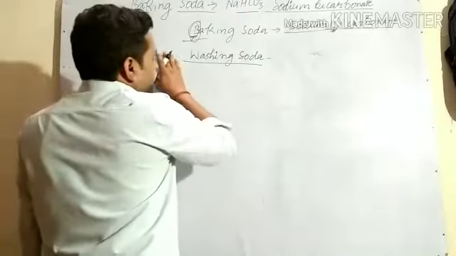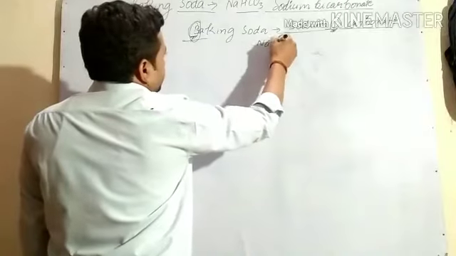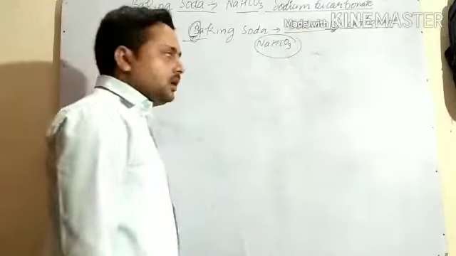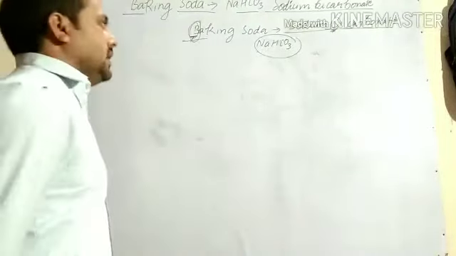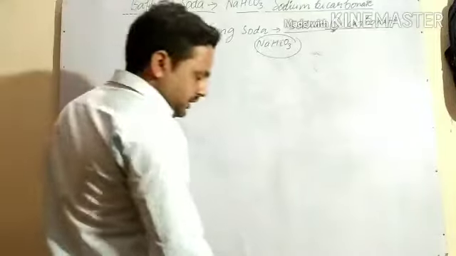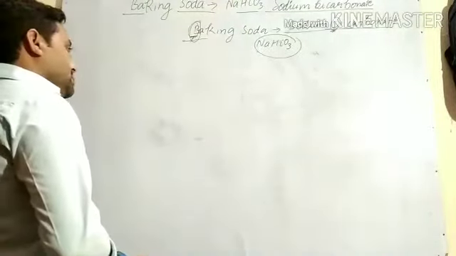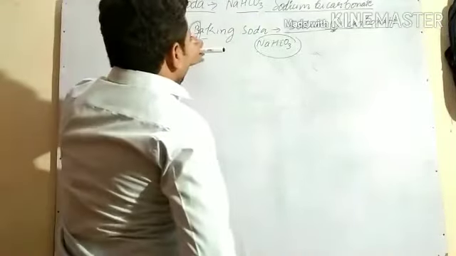And what is the formula? Baking soda, sodium bicarbonate, is NaHCO3. Here NaHCO3 is sodium bicarbonate or sodium hydrogen carbonate. Both are the same. So like this you can learn that baking soda is bicarbonate, BB matching.